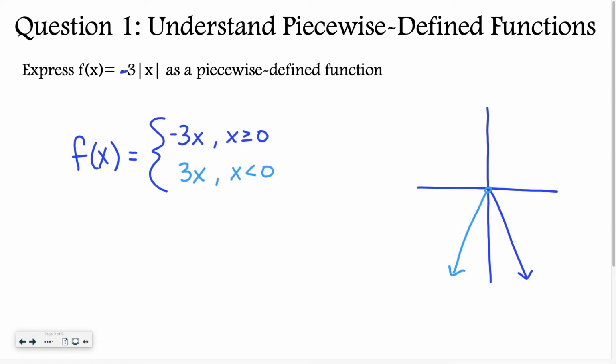All right. Hopefully for this one, you realized that when x is greater than or equal to 0, that's this right-hand side over here, my slope is negative, right? It's going down and right. So that's a negative 3x. And then when x is less than 0, that's that lighter blue, and that is just a positive 3x when x is less than 0.